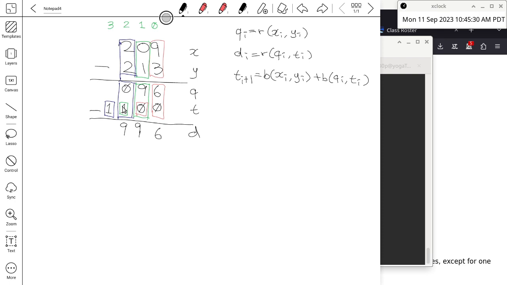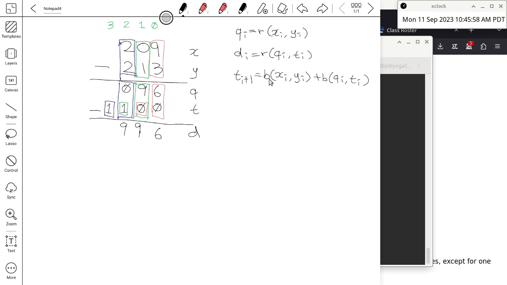So in this case, the similarity has to do with qi depends on xi yi, di depends on qi ti, and t of i plus 1 depends on everything in the previous column. So if you were to replace the di with si, and instead of ti, the ki, we have the addition definitions.